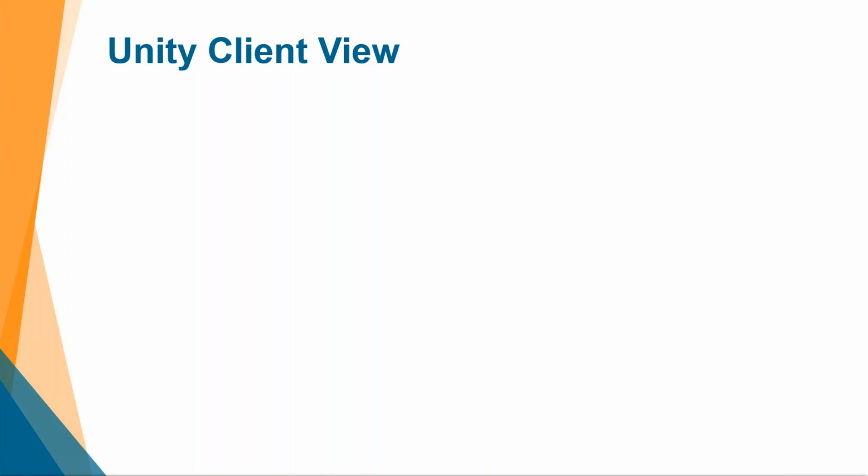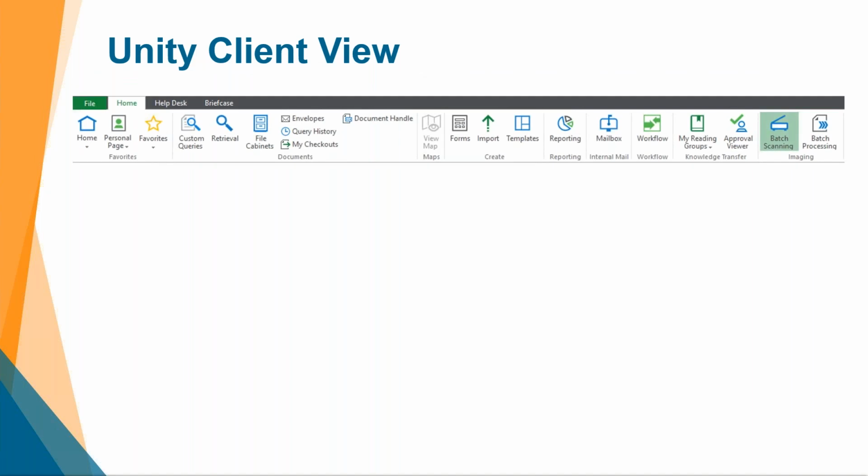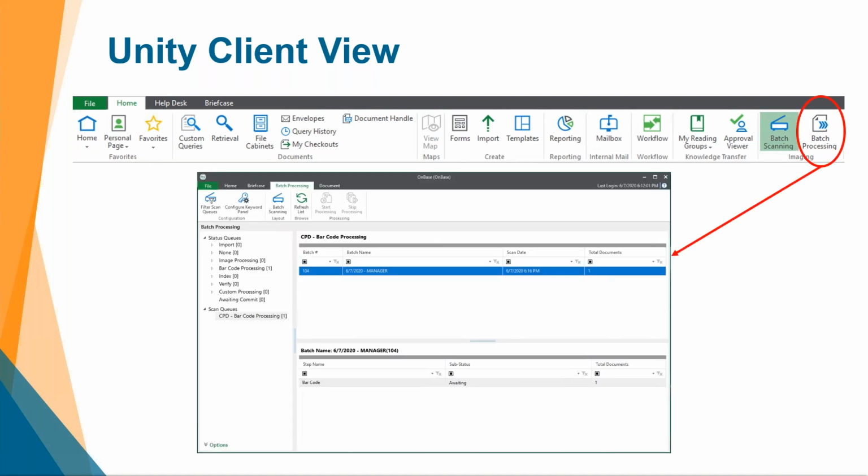We'll quickly review the Capture Process Design effect in the Unity client. For the most part, the view in the Unity client is the same as what users would expect to see with a normal scan queue. So there is no need for extra training from this perspective. Users still click on batch scanning or batch processing to import new documents or to work on documents that are already in the queue. The processing window will look the same, with the only addition of the new scan queue name being visible for users to see.